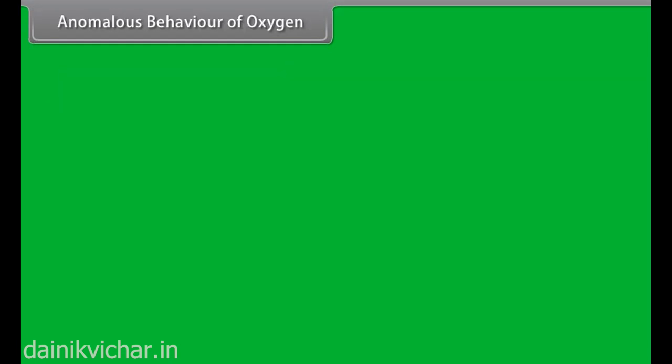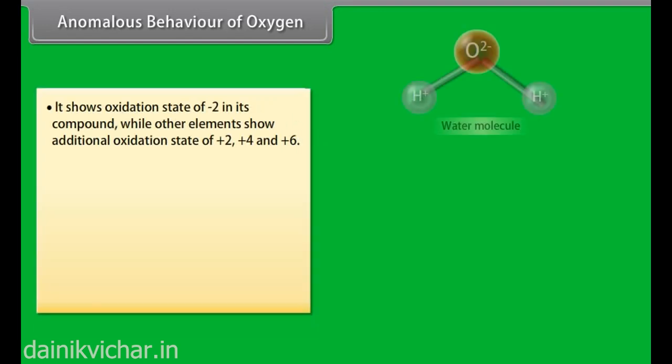All elements form trioxides. The molecule of SO3 is a resonance hybrid of 3 structures and has trigonal planar structure in the gaseous state. Anomalous behavior of oxygen. Oxygen differs from the rest of the elements in the family in the following respects. It shows oxidation state of -2 in its compounds, while other elements show additional oxidation states of +2, +4 and +6.